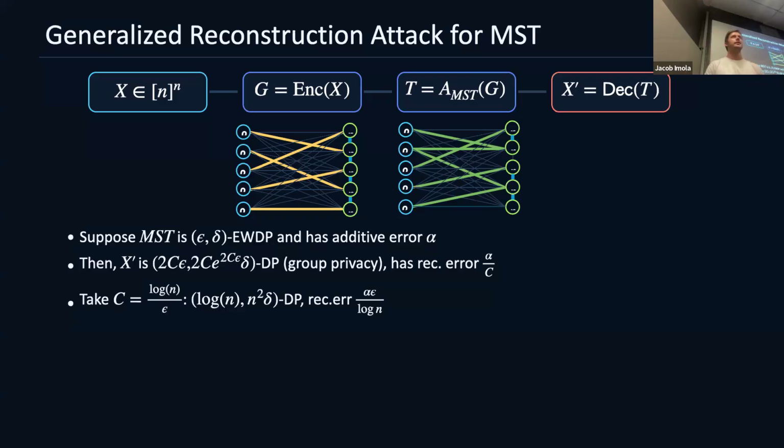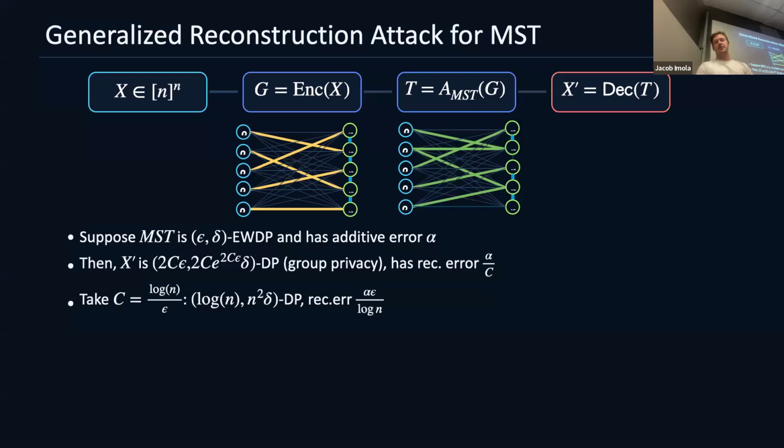And group privacy, I don't know if everyone understood, I didn't explain that. If dataset X1 and dataset X2 have differential privacy, and dataset X2 and dataset X3 have differential privacy, then dataset X1 and dataset X3 have differential privacy where you blow up epsilon and delta by roughly 2. So we need to use this property 2C times. And so the differential privacy guarantee on the reconstructed dataset X prime is 2C epsilon, and e to the 2C epsilon delta. Usually this delta term is still really small because delta is usually less than 1 over n.